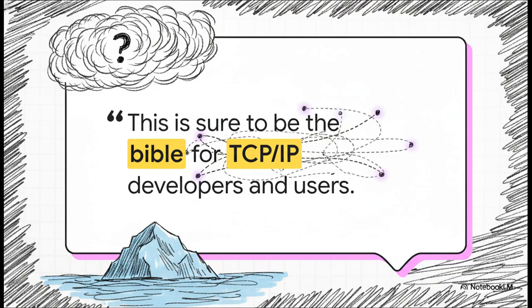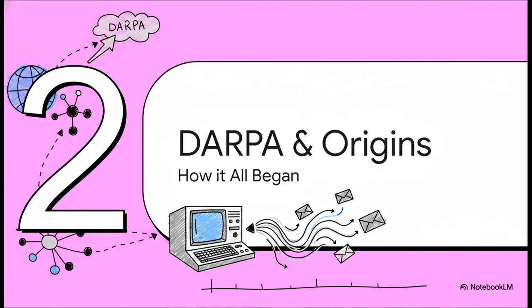I just love this quote because it really hits the nail on the head. For a long time, the way the Internet actually routed our data felt like an elusive mystery, even to the professionals. And in this explainer, we're going to show you the tip of that exact same iceberg. Moving on to Section 2, DARPA and Early Origins, how it all began.